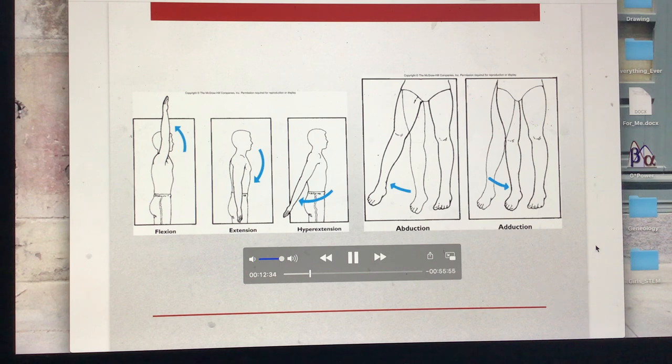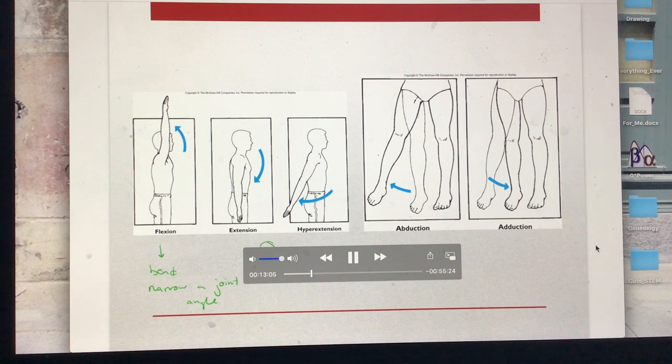Flexion is to make a joint angle narrow. Usually, flexion means to bend. So if you flex at your elbow, you're bending it. The more specific definition is to narrow a joint angle. The shoulder is not the best example of this, though you should know what shoulder flexion is. Shoulder flexion is bringing your shoulder forward. A better specific example would be the elbow.